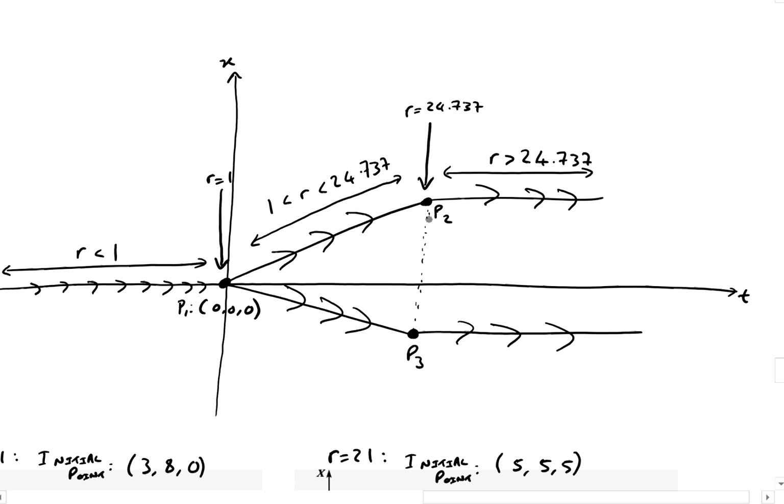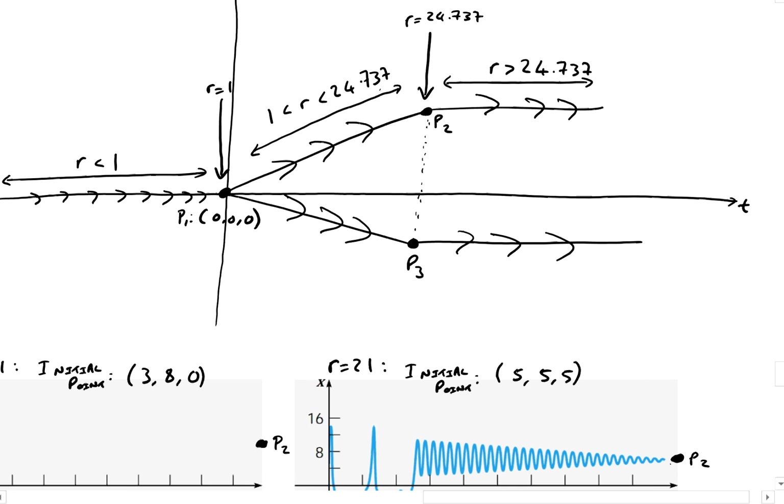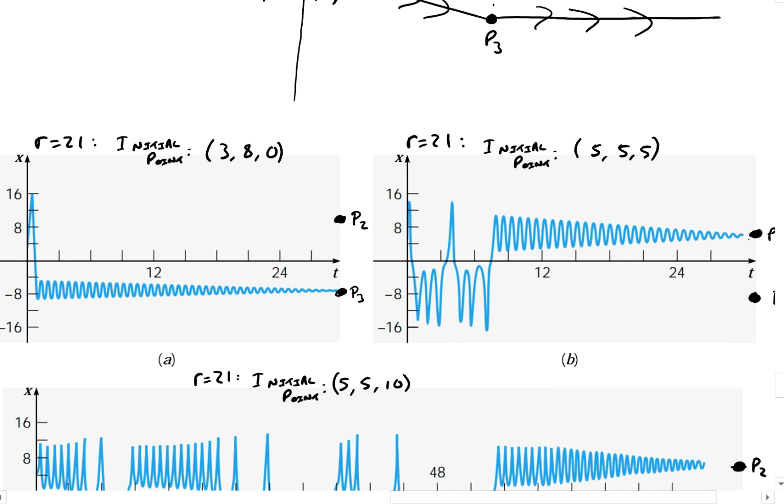Then for R between 1 and 24.737, any value of R in that range, we either head towards P2 or head towards P3. Beyond 24.737, we carry on away from these points. So basically, this is what Lorenz was considering.